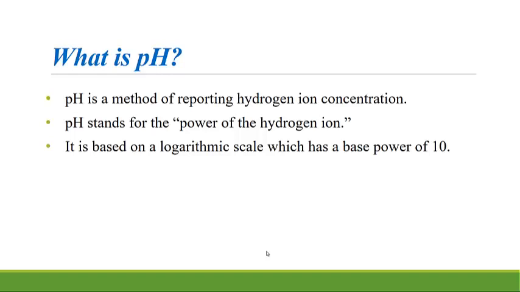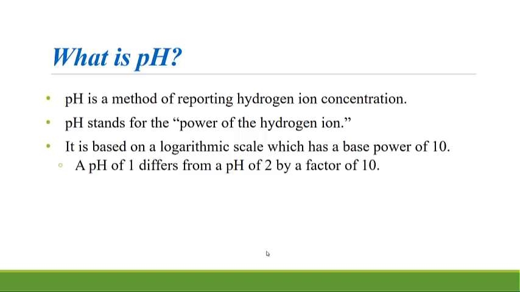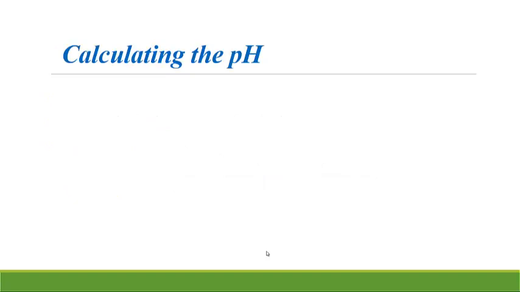Either greater as we go down the pH scale closer to 1, or less as we go up the pH scale. So a pH of 1 differs from a pH of 2 by a factor of 10. It means it has 10 times more hydrogen ions in a pH of 1 than it does at 2. So as the pH decreases, as we get closer to 0, the hydrogen ion concentration is actually increasing. This is a point of confusion for some students sometimes, so make sure you keep that straight. As we decrease the pH value, we increase the hydrogen ion concentration.